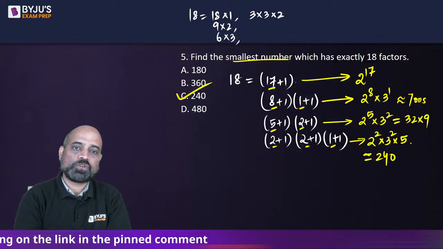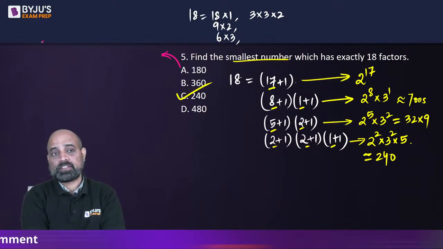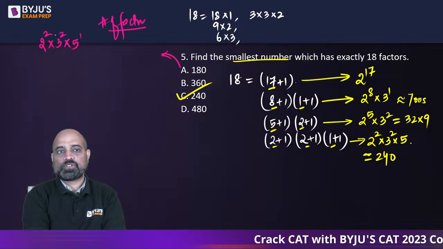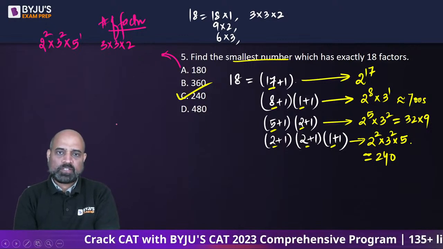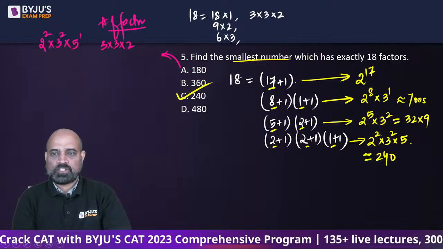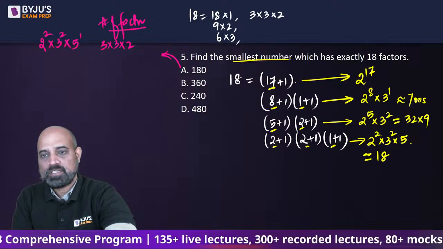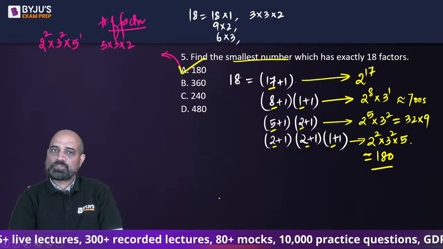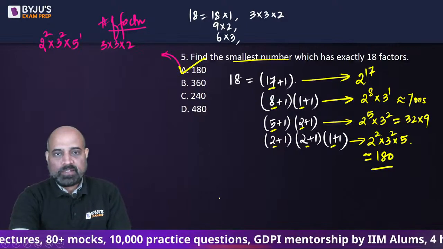Another way of solving this question would have been, you should have started with 180. 180 can be written as 2 square into 3 square into 5. And the number of factors of this is going to be 2 plus 1 into 2 plus 1 into 2. Hold on. Acha, this is not 240, this is actually 180. So calculation mistake here. This is 180. So in the very first case, the smallest number from the options will give us the answer, right? Okay.